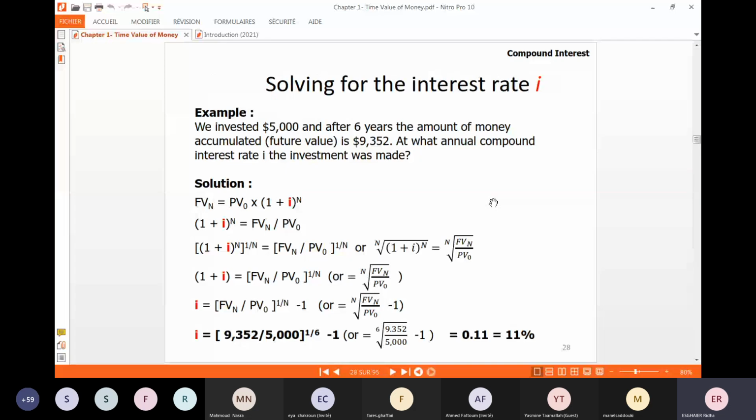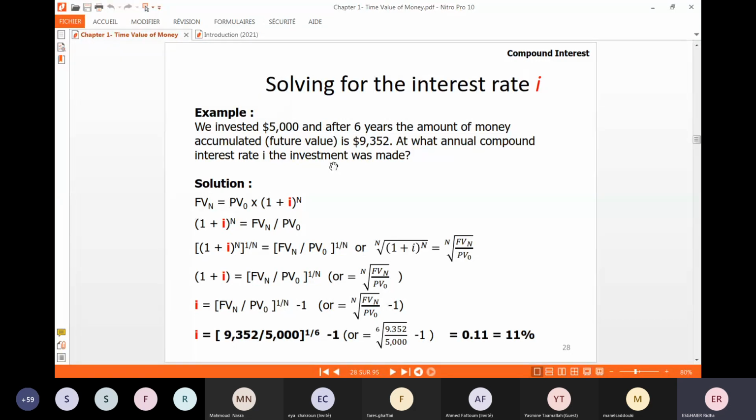we know the number of periods of investment, and we need to determine the interest rate used. Always we will use the same formula, future value n equals present value 0 times 1 plus I power n. If you invested $5,000, and after 6 years the amount of money accumulated is 9,352, at what annual compound interest rate I was the investment made?